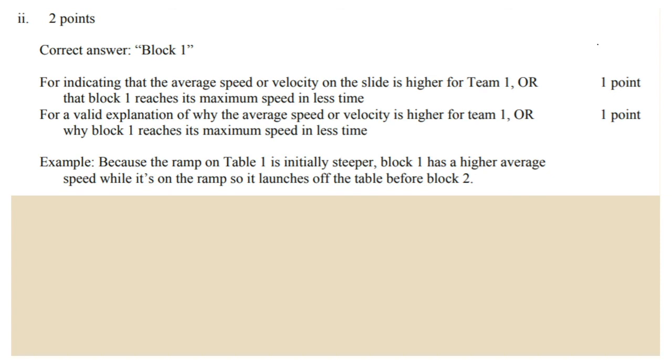Their example was pretty quick, I thought. It just says because the ramp on table 1 is initially steeper, block 1 has a higher average speed while it's on the ramp, so it launches off the table before block 2. Pretty quick, pretty easy, pretty straightforward, but that's the idea. Take a second to pause this video here and write that down. And when you hit play, we'll wrap it up.